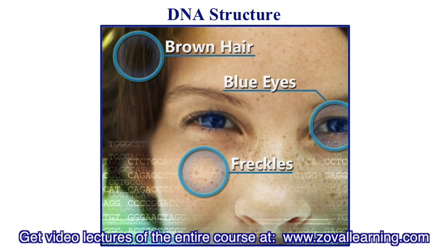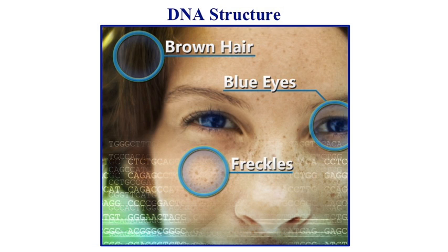Eukaryotic cells, which are cells having membrane-bound nuclei, have most of their DNA in the nucleus and small amounts of DNA in organelles such as chloroplast and mitochondria. The DNA of prokaryotic cells is contained in the cytoplasm.